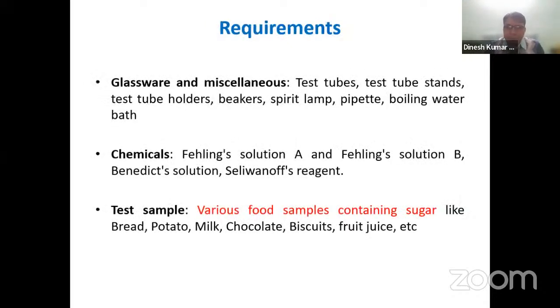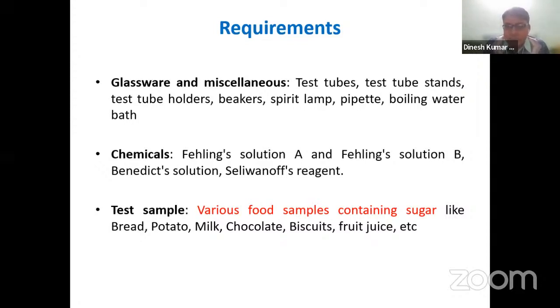So these are the requirements. These tests are very simple, and you can use just test tubes and test tube holders or beakers. So not many or very big instruments are required for doing these practicals, and the chemicals are also very easily available in the market. Fehling solution B, Benedict or Seliwanoff, these are available.